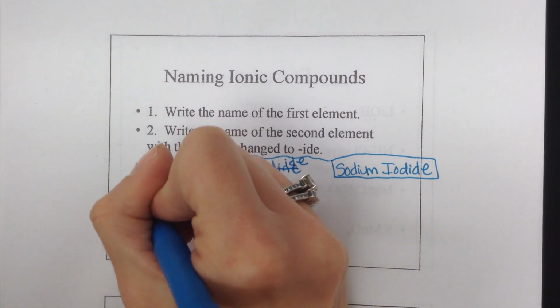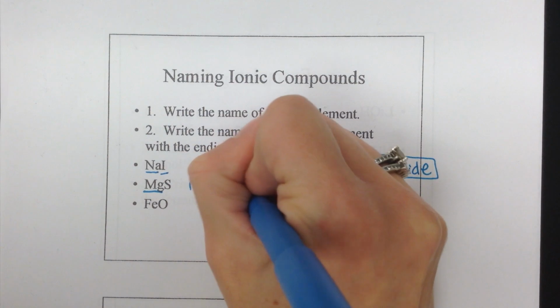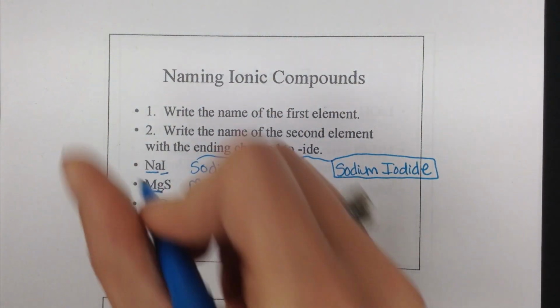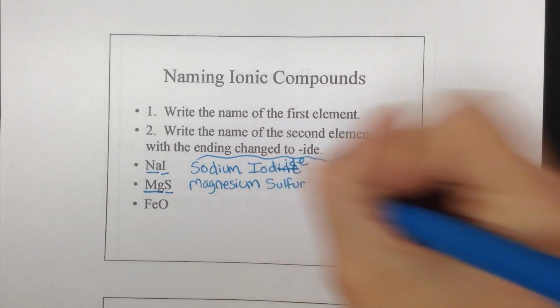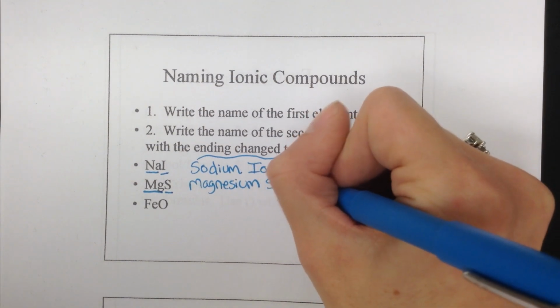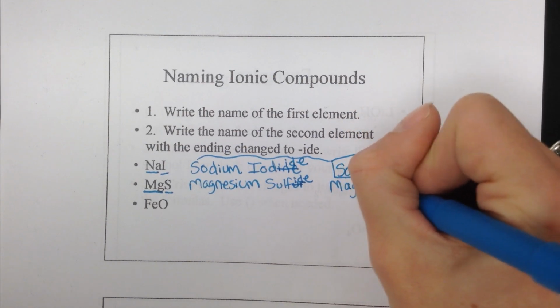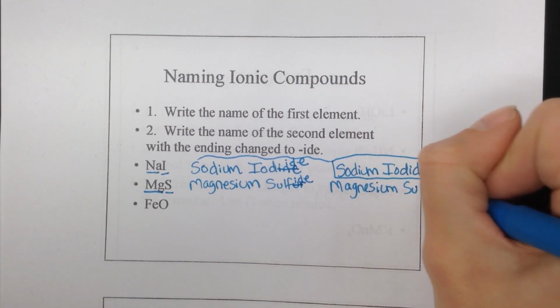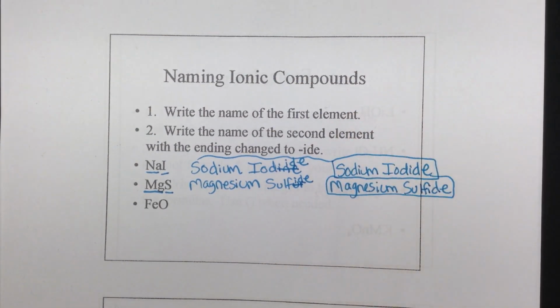Okay, the next one. Name the first element. So that is magnesium. Name the second element. Change the ending to IDE. So that S there is sulfur. So we need to take away that ending. We're going to get rid of the UR and change it to IDE. So it actually reads magnesium sulfide. Once again, don't worry about the spelling. As long as I see that IDE ending, I'm happy.